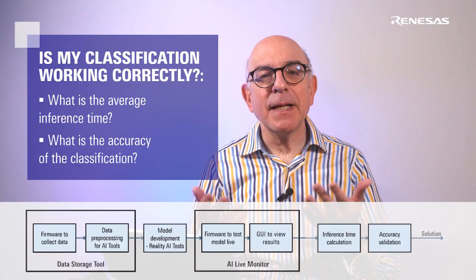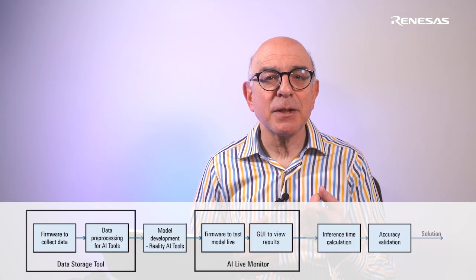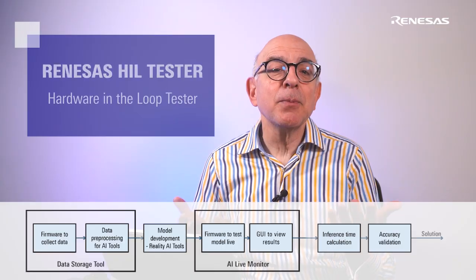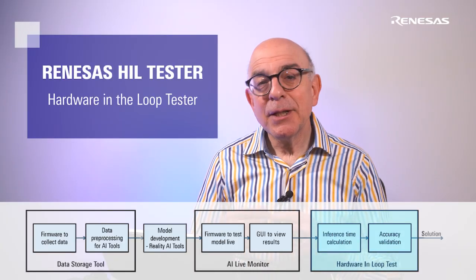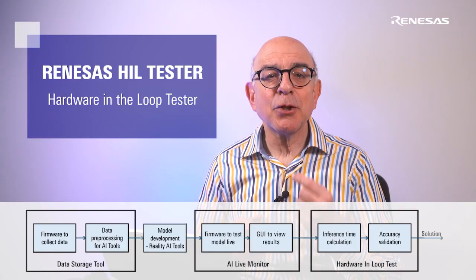Renesas has created and integrated a new tool into E2 Studio to help answer those questions. It's called the Hardware in the Loop, or HIL tester. This tool uses simulated data and your selected inference model to show how it runs on your particular hardware. It's important to note that the simulated data is actually derived from your measurements. And if you've used the Renesas data shipper, that data was already taken with your own signal path.